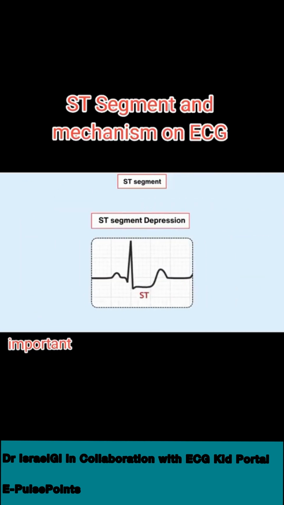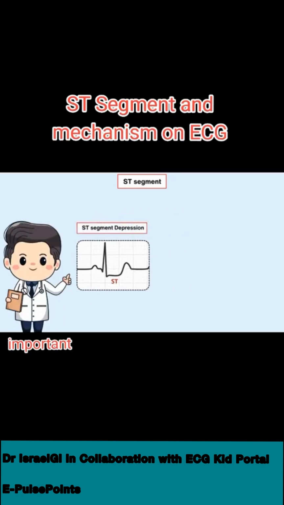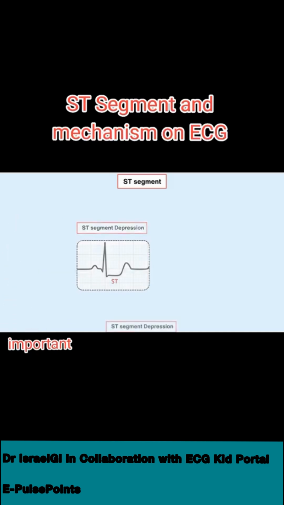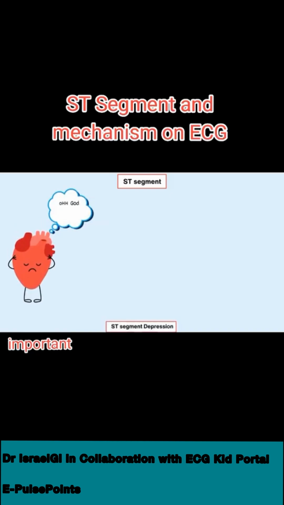All right, let's shift our focus to ST segment depression, a significant finding on the ECG that can indicate trouble in the heart. So why does ST segment depression happen? Let's peel back the layers and explore the inner workings of the heart. When the heart isn't getting enough oxygen-rich blood, like during physical exertion or due to blockages in the coronary arteries, it enters a state of ischemia.